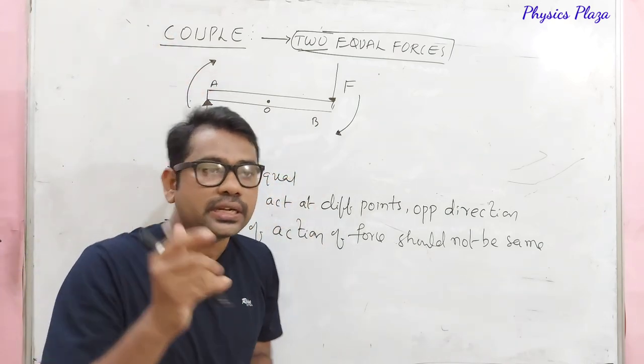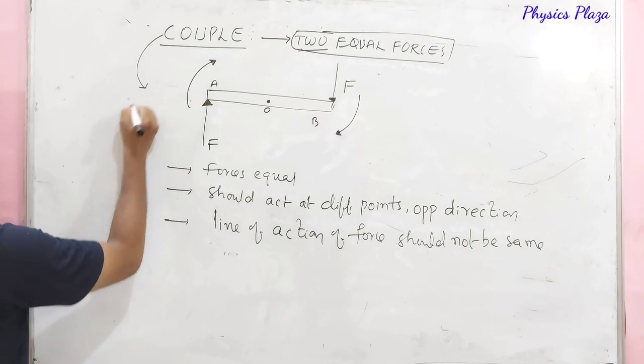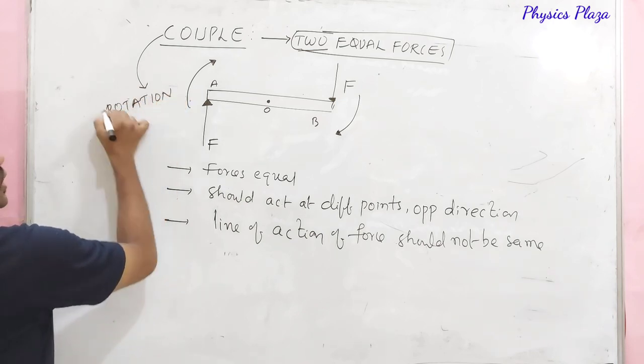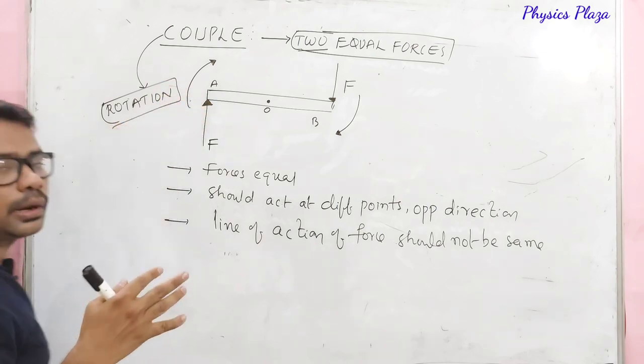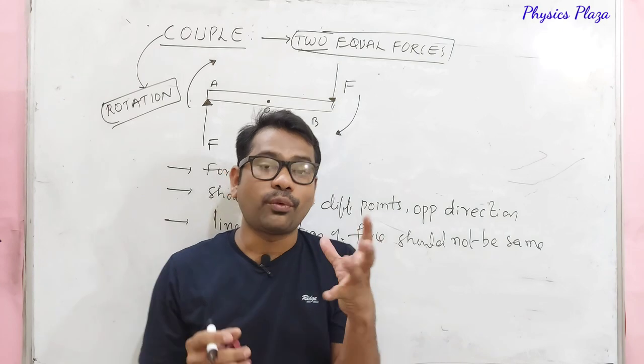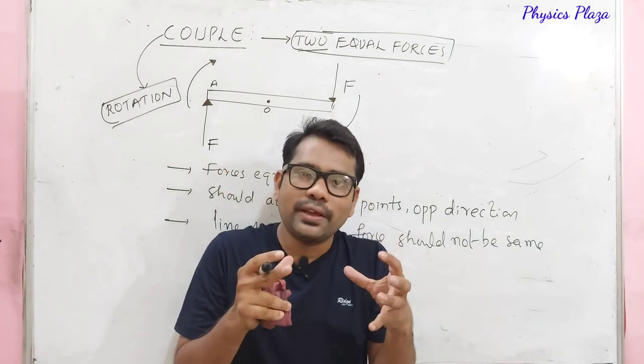Dear children, then what is the result of a couple? The result of a couple is rotation. So whenever there is a couple, there will be a rotation. Okay, fine. Now let us see what are the examples in our daily life where we can observe this couple.